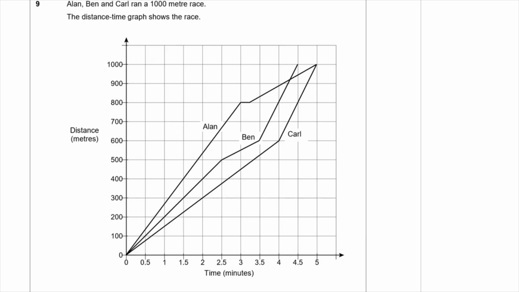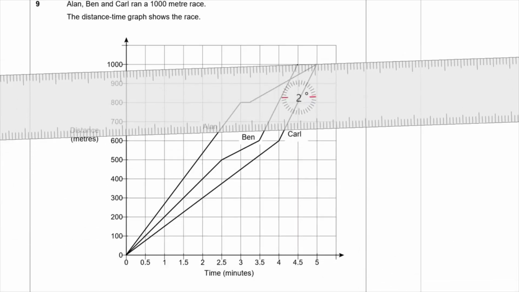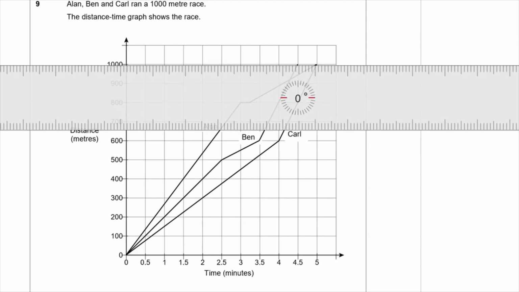Question 9 concerns itself with this distance time graph. Now this is showing a race between 3 boys, Alan, Ben and Carl, over 1,000 meters. So we've got the time along the bottom and we've got the distance along the side. Normally who wins the race is the person who gets to the finish line first. So we should be looking at which of these 3 boys gets to the 1,000-meter mark before the others. So the 1,000-meter mark is here, this line. So I'll quickly draw that on. This is the finish line here.